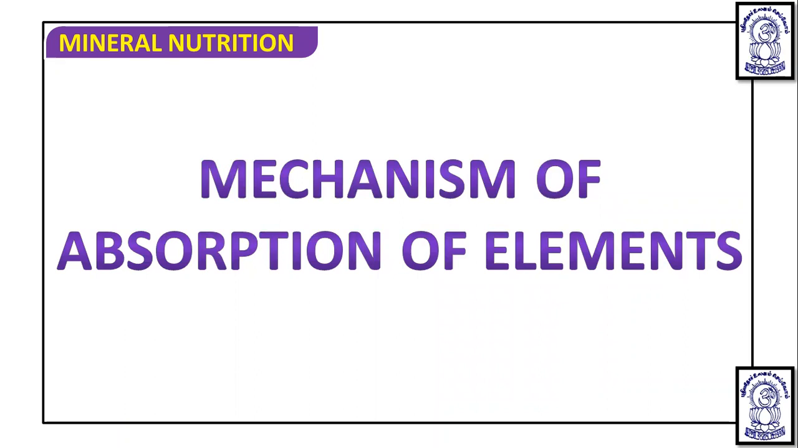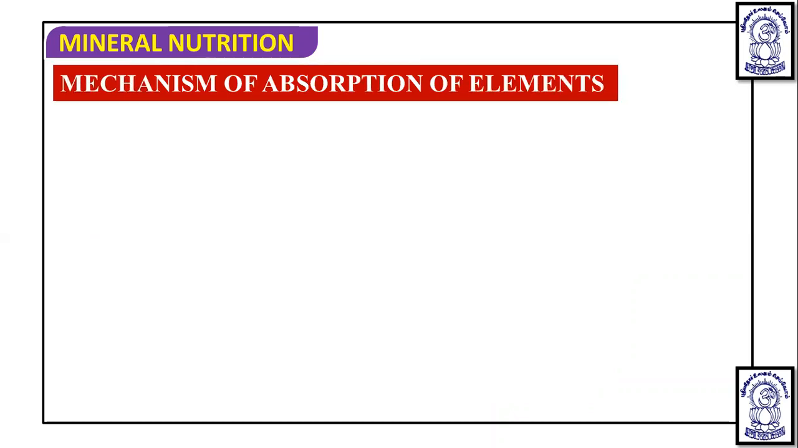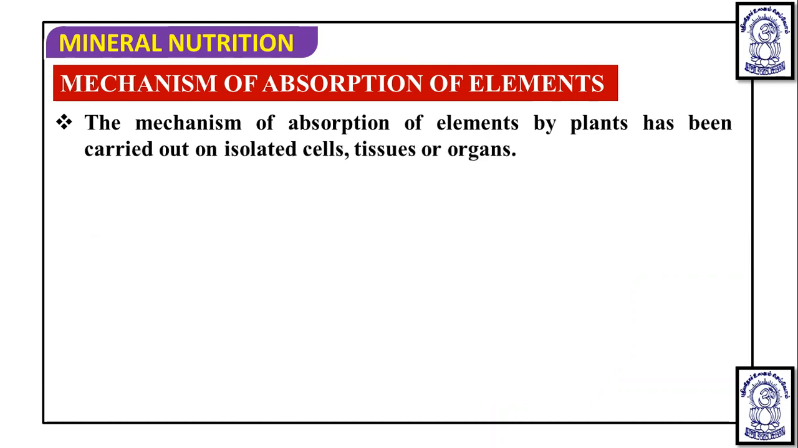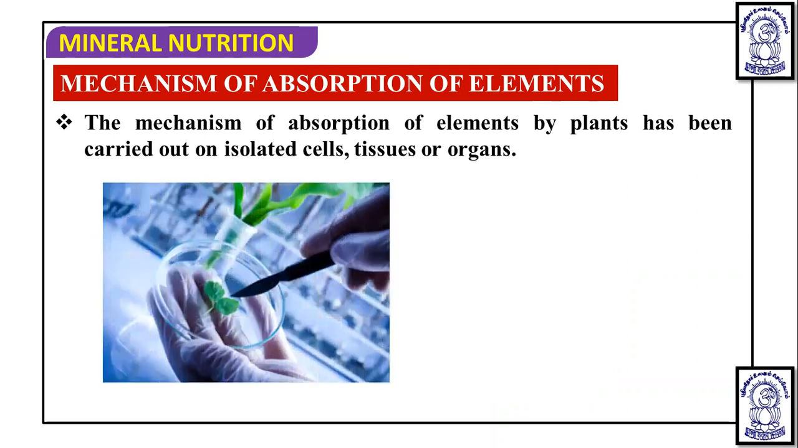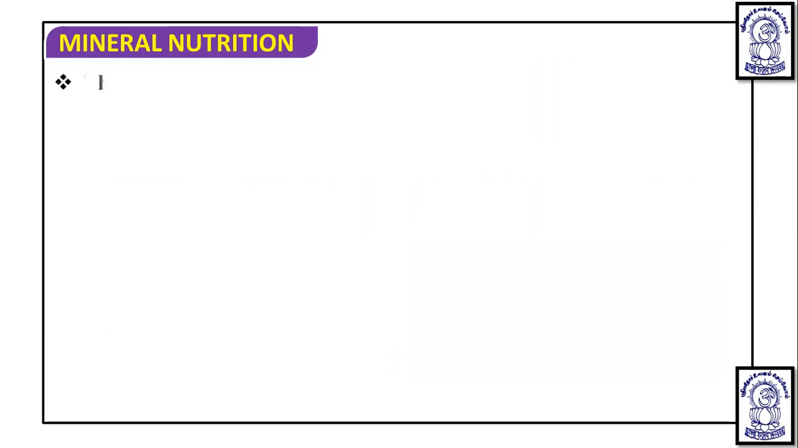Whatever mineral nutrients there are, how they get taken up and absorbed, that we have to understand here. In the mechanism of absorption of elements, the studies have been carried out on isolated cells, tissues or organs. In this, we can take a petri dish and do it experimentally in the laboratory, and like this we can perform these nutrient requirement experiments.